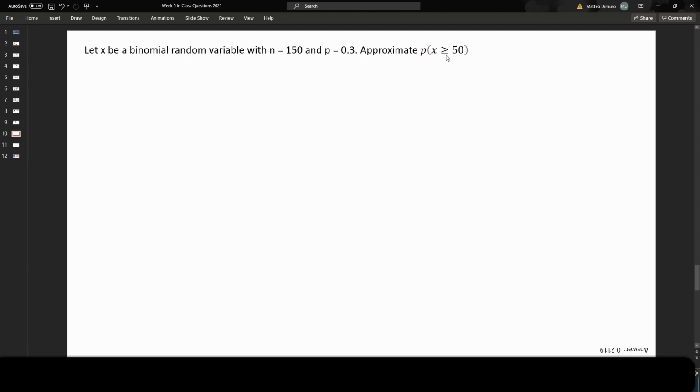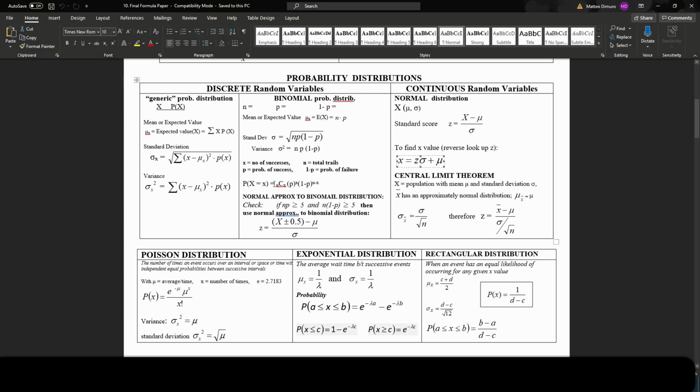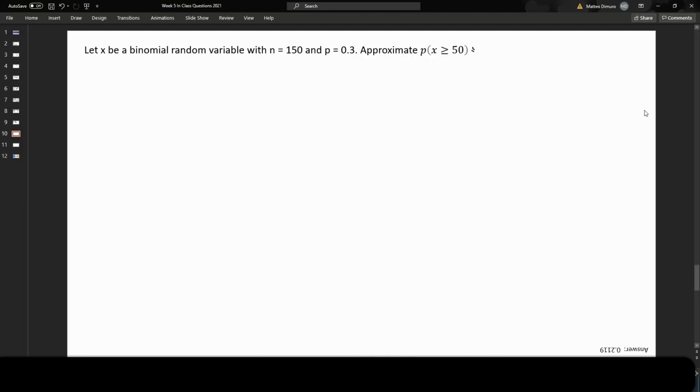Approximate this. What is this? It's a binomial random variable, the binomial distribution. With an n value of 150, if I was going to calculate this using the discrete binomial formula, I would have to do this formula a bunch of times and add them all up.